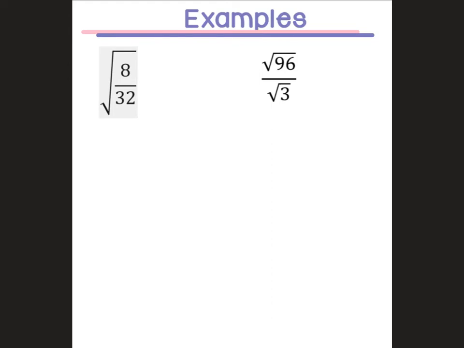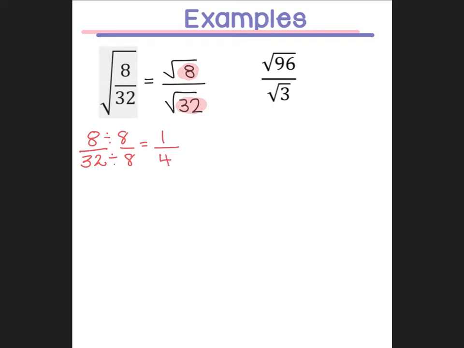So first we want to write this as 2 separate square roots. So we want to write it as square root of 8 over square root of 32. Next, we want to look if the radicands will simplify. So if this was just written as a fraction, 8 over 32, you would probably tell me that you can divide both of those by 8. 8 divided by 8 is 1. 32 divided by 8 is 4. So this fraction really reduces to 1/4.